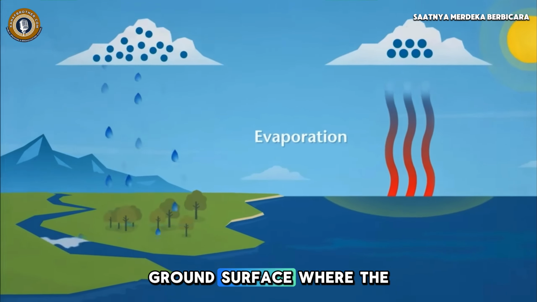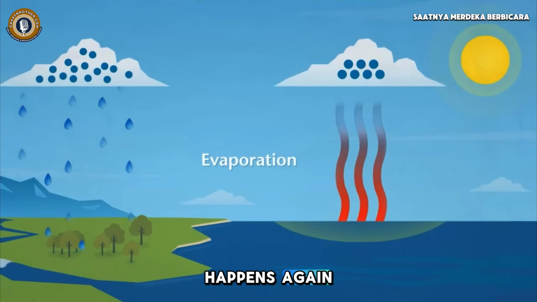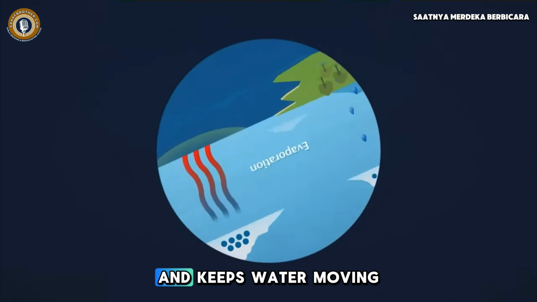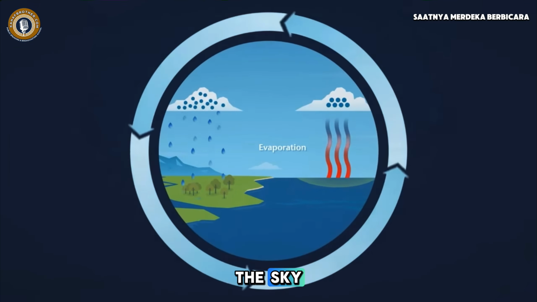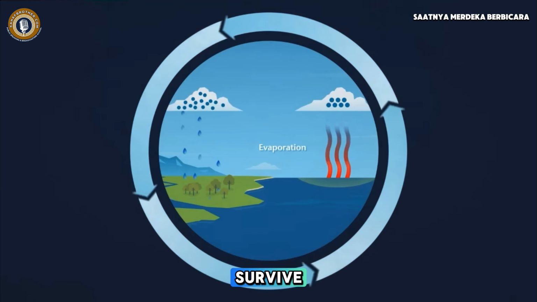Raindrops fall on the ground surface where the sun can shine on them, and the whole process happens again. This is called the water cycle and keeps water moving from the ground to the sky, providing the water needed for plants, animals and people to survive.